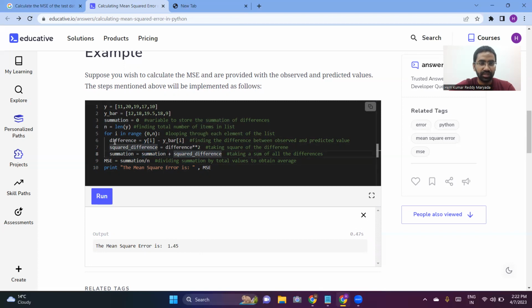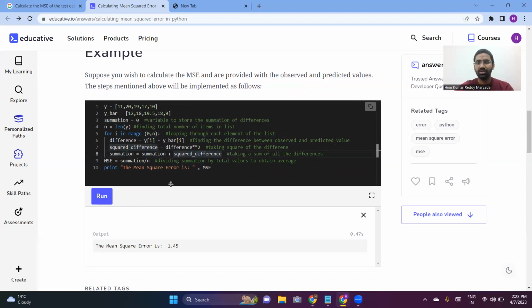Here they have written the for loop. Let us try to understand this for loop. It loops through each element of the list. The difference is y minus y bar. The square difference is the difference squared. Summation is summation plus square difference, taking the sum of all the differences. Okay, that's fine.